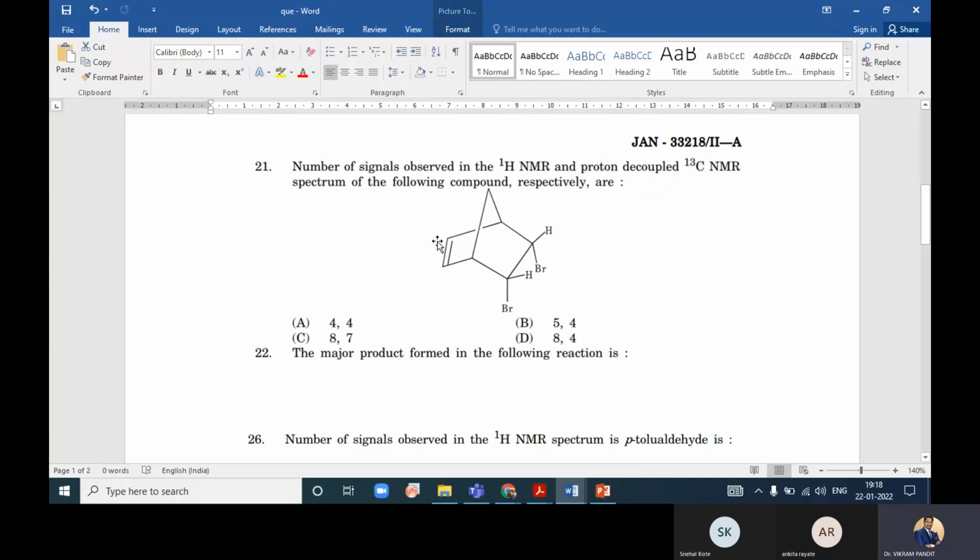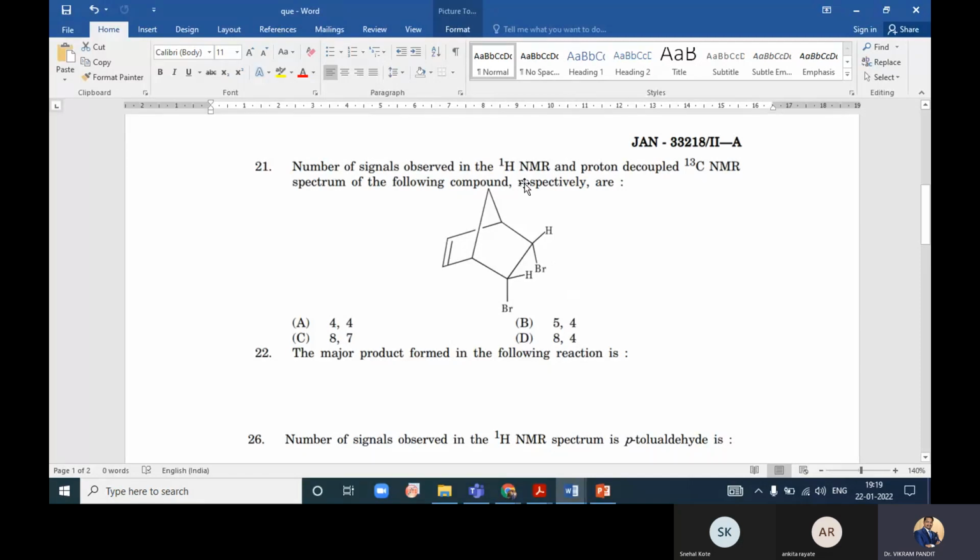This is a symmetrical structure. Why is it symmetrical? See, I will put a plane through these two. It goes from here, then through this carbon. This is a bridgehead carbon. So this can be written like this here, CH2. The plane will go through this bond, through this carbon, and through this bond. So it will be symmetrical.